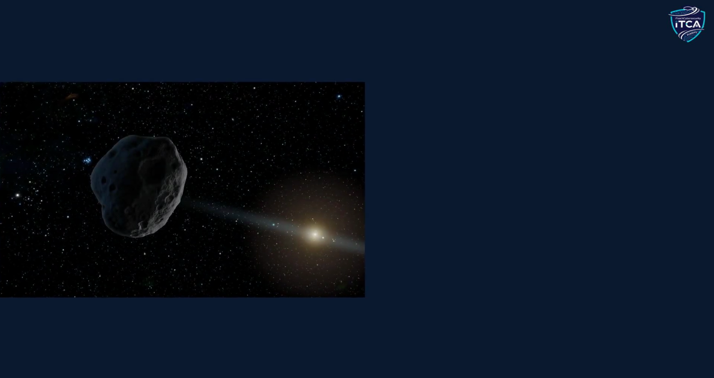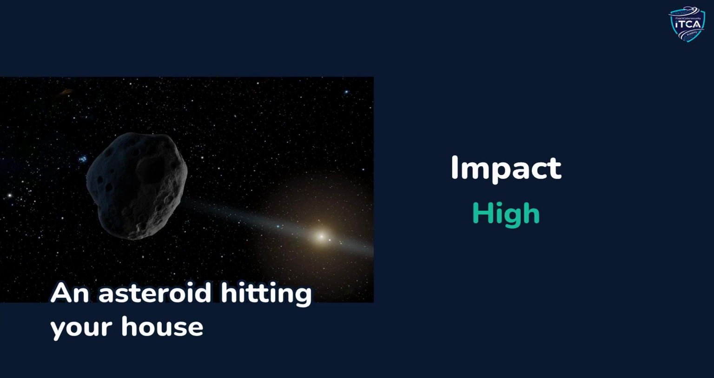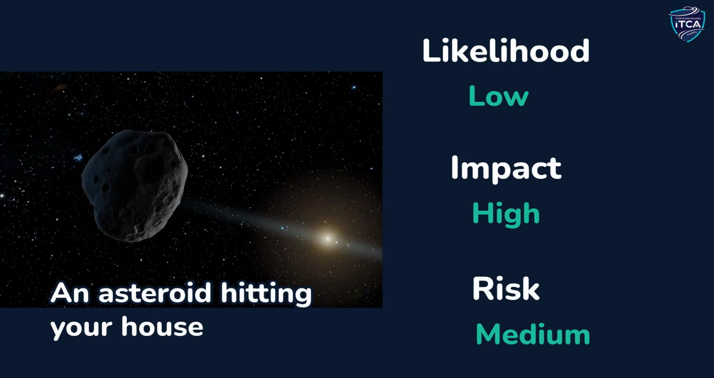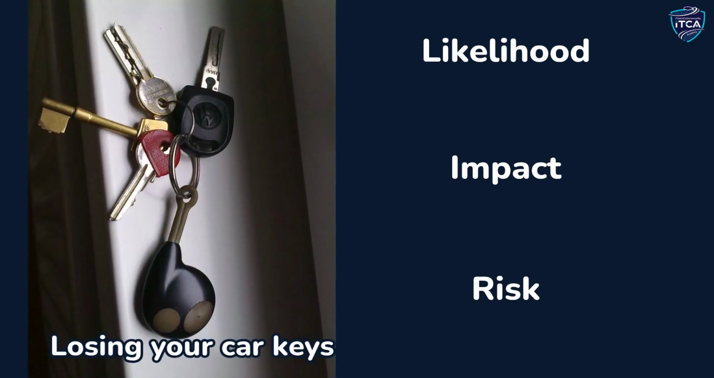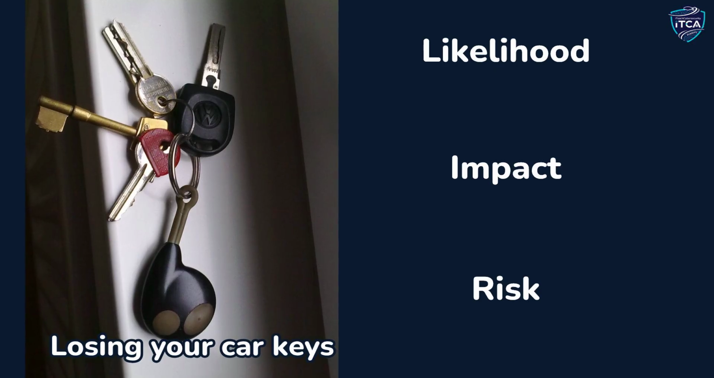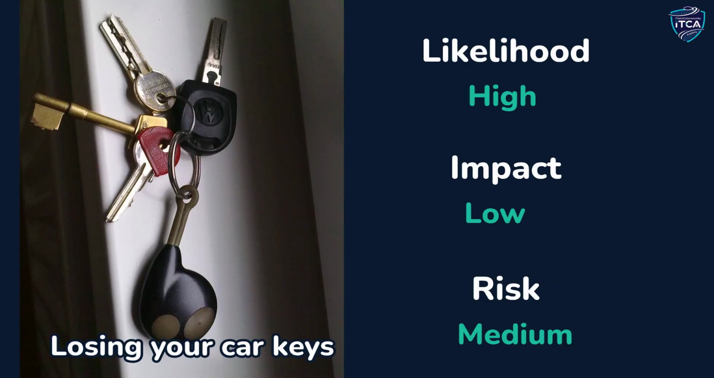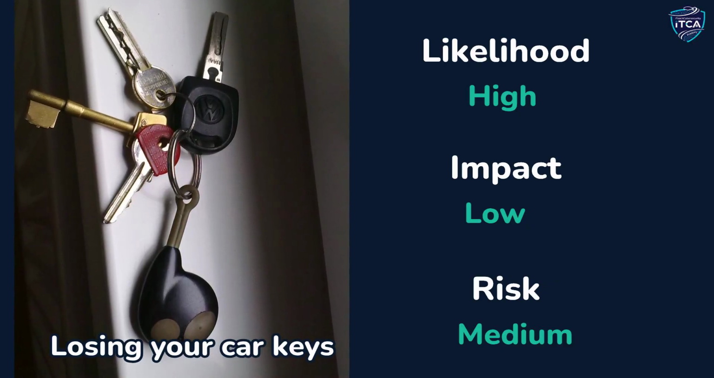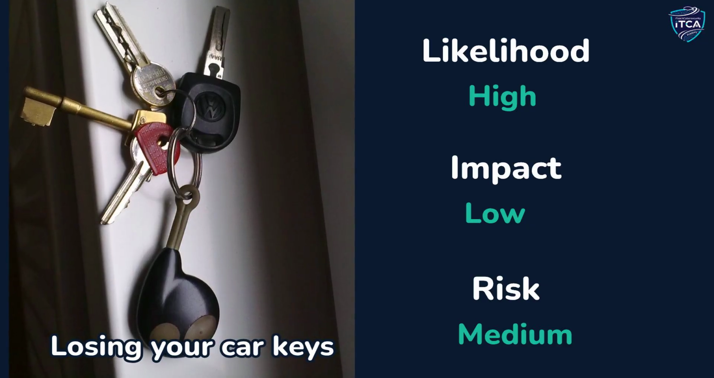Let's make this clear with two everyday examples. Imagine an asteroid hitting your house. The impact would be extremely high, but the likelihood is extremely low. So the overall risk is medium, which is why nobody buys asteroid insurance. Now, imagine losing your car keys. The impact is low, but the likelihood is high. That makes it a medium risk, which is why many people keep a spare key. This shows why impact alone is not enough.